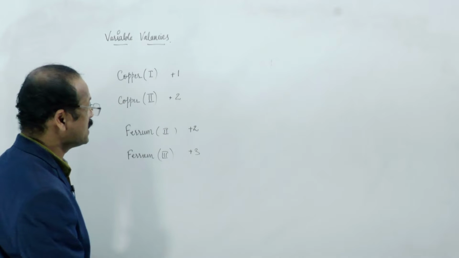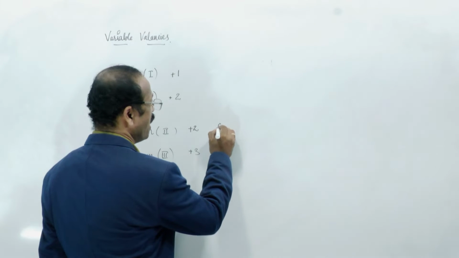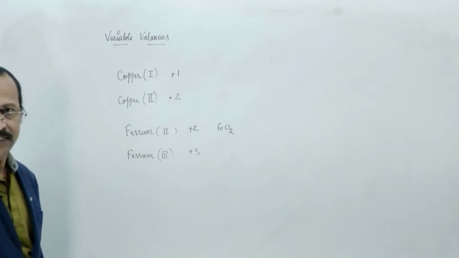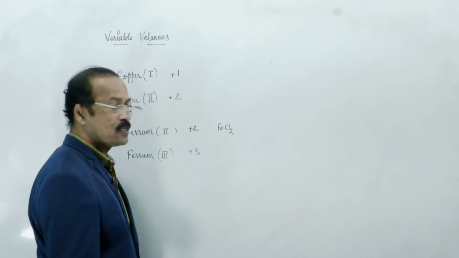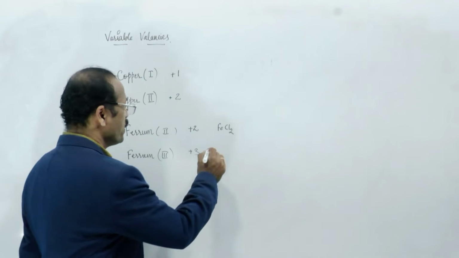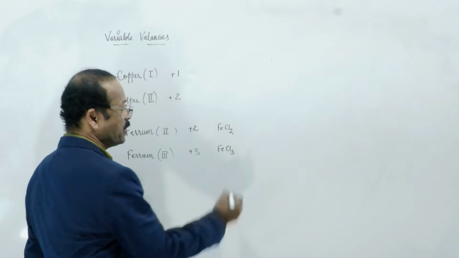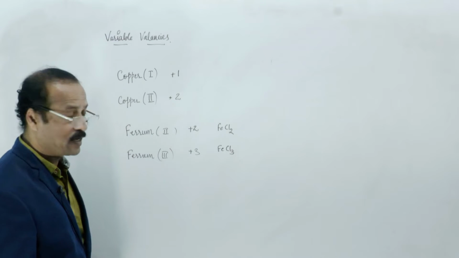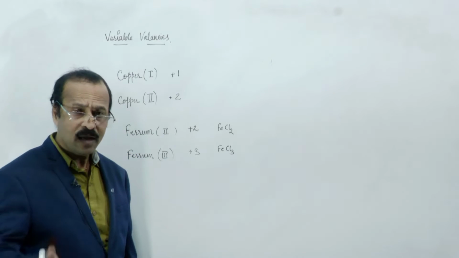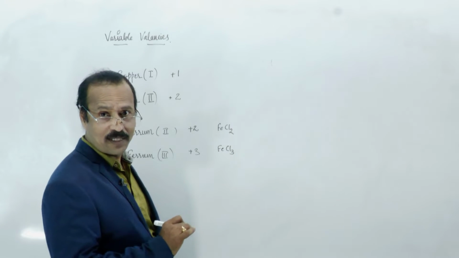Let's take a compound like FeCl2. FeCl2 is a compound in which ferrum, that is iron, exhibits valency 2. And here FeCl3, iron, that is ferrum, exhibits valency 3. How? In the previous class I explained the crisscross method. Do you remember the crisscross method?